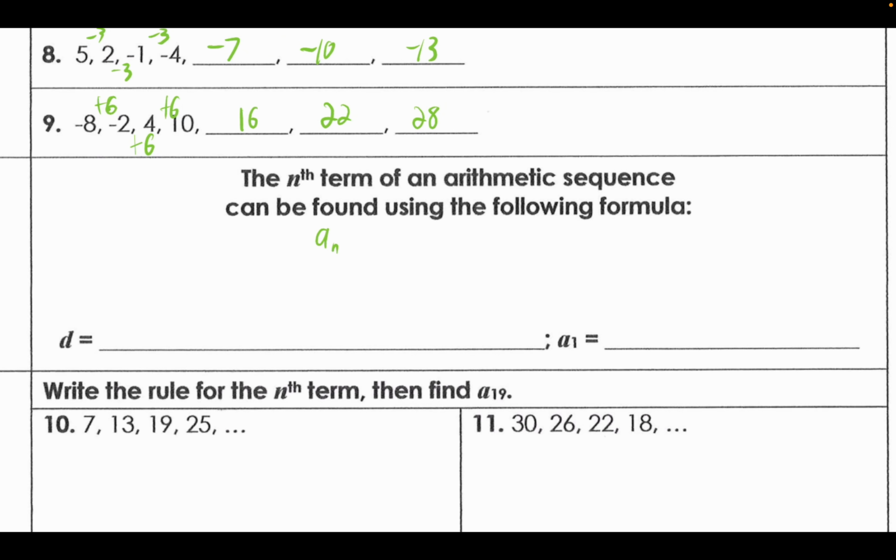The value of the nth term in this arithmetic sequence is equal to D, the common difference, times the quantity of n minus 1, whatever number term you want, minus 1, plus a sub 1, the first term in the arithmetic sequence, where D is once again defined as the common difference, and a sub 1 is the first term. So anytime you see a sub any number, that's telling you it's that number term, and a sub n is a generic nth term that can be used for any number.